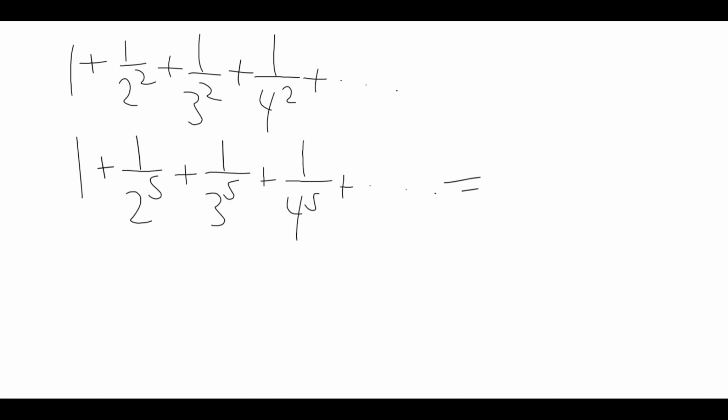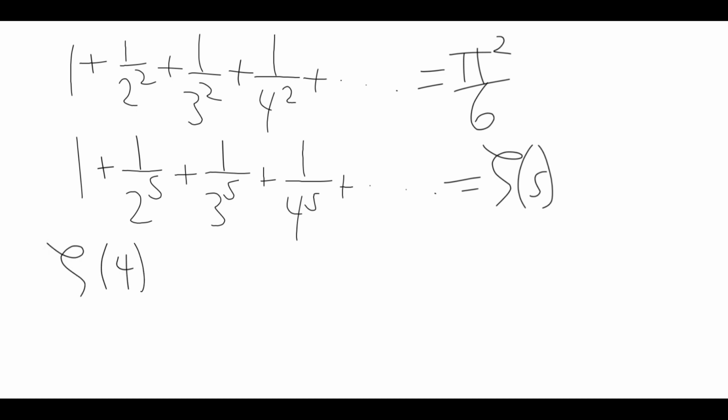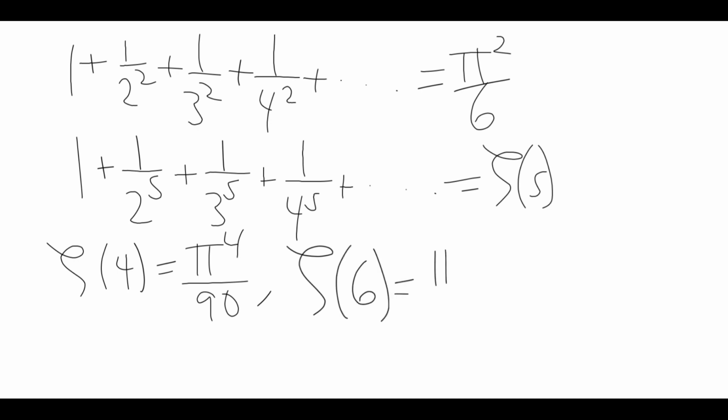So Euler found a formula for these values when s is a positive even integer. The first one was the sum of the reciprocals of the squares, which he found to be pi squared over 6. And then the sum of the fourth powers he found was pi to the fourth over 90. And the sum of the reciprocals of the sixth powers is pi to the sixth over 945. And he actually gave a formula for all of them.